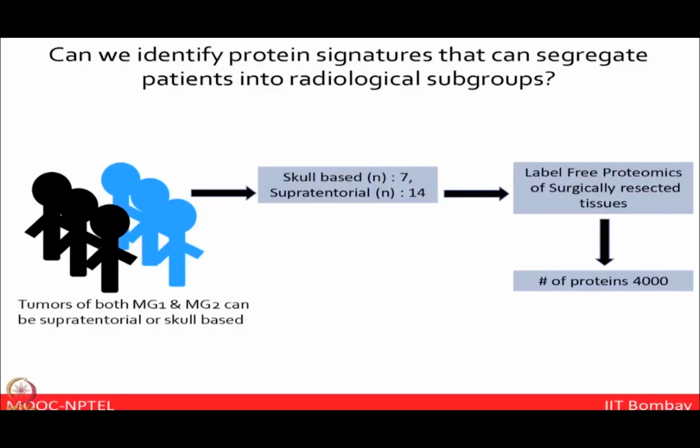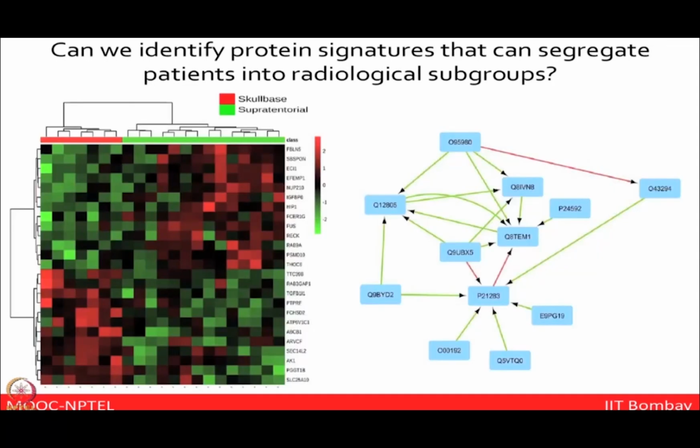Additionally, the clinicians give us some focus questions to address, especially based on the radiological observation, whether the skull base or supratentorial locations of the brain may have an effect at the proteome level. To do this, if you have done the proteomics using label-free, you can now use the same data and just try to analyze that in different manners.